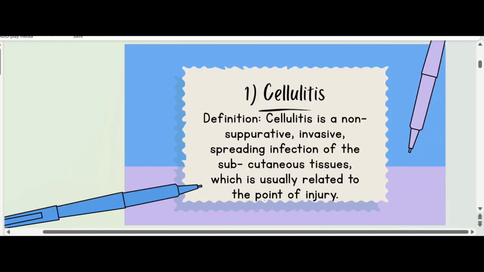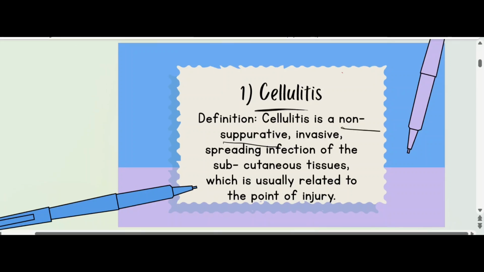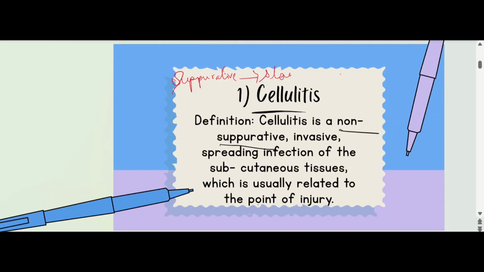So what is cellulitis? By definition, cellulitis is a non-suppurative, invasive, spreading infection of the subcutaneous tissues, which is usually related to the point of injury. Cellulitis is usually non-suppurative, but can it be suppurative? Answer is yes. It can be suppurative, and then there will be the skin, and in severe conditions, especially in diabetic patient, it can lead to gangrene of the part affected.